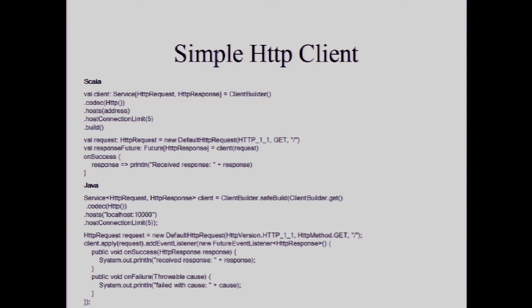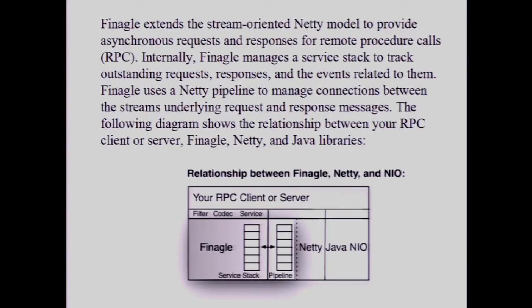It's the Java implementation of the same thing. You can set a connection limit on the client. So in this case, there'd be 5 connections concurrently. So, as I mentioned, it extends the Netty model. Basically, that's an asynchronous RPC server, and then it uses NIO. But this provides a lot of services that you wouldn't get just out of Netty itself. Does a lot of handling of events for you.